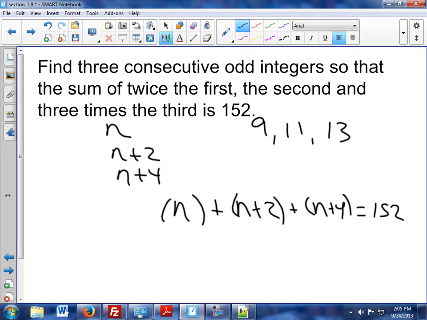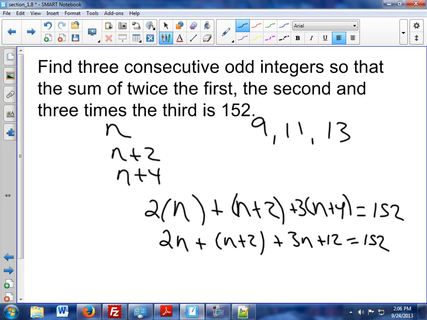Is 152. So what do I know that? The sum of twice the first. How do I make twice the first? Put a 2 in front of it. The second. I don't do anything to the second, right? And 3 times the third. Well, then I put a 3 out here. Okay? That's why I always use parentheses. So now I multiply through. I keep this the same. This becomes 3n plus 12 equals 152.